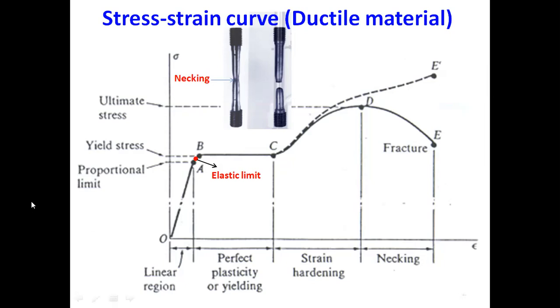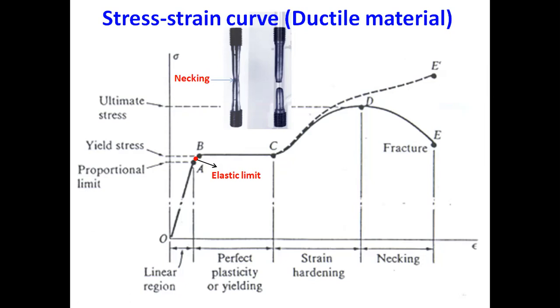Further on, we would reach a point which is known as elastic limit. Elastic limit is also very important. Below the elastic limit, if we remove the load, the material would be capable to regain its original dimensions and it would come back here. So below elastic limit, if we unload, the material would be capable to regain its original dimension.